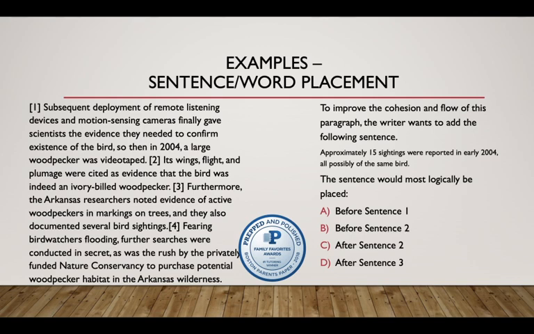Before sentence two? Well, its wings, flight, and plumage were cited as evidence. Was that before the sightings were reported? After sentence two, before saying, furthermore, the Arkansas researchers noted evidence of active woodpeckers in markings on trees, and they also documented several bird sightings. Oh, wait, they documented several bird sightings? Interesting. Because that would make sense if we placed it after sentence three, because now we're talking about those sightings. And guess what? After sentence three is the correct answer.